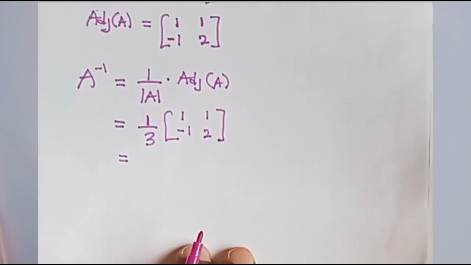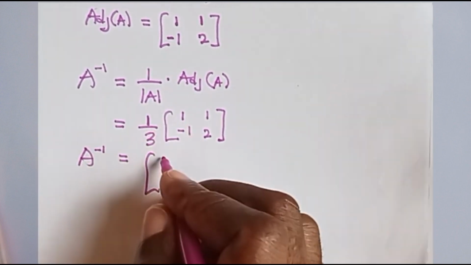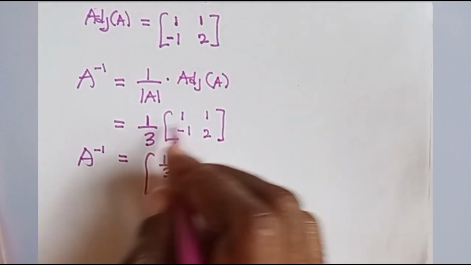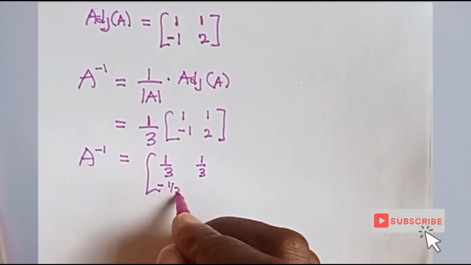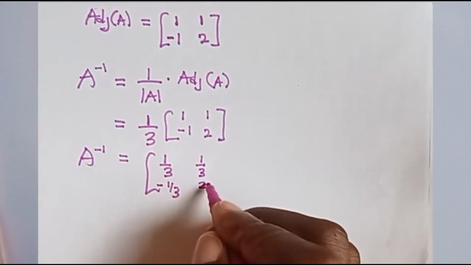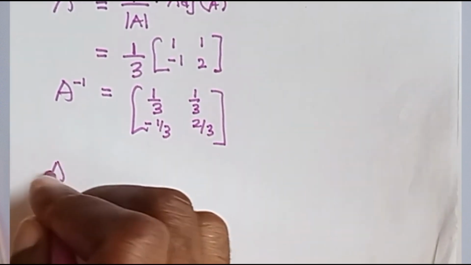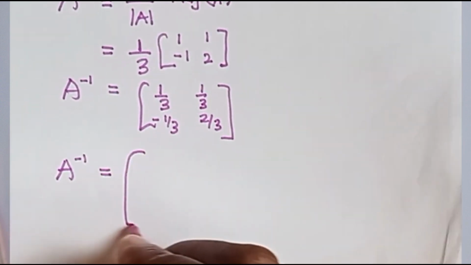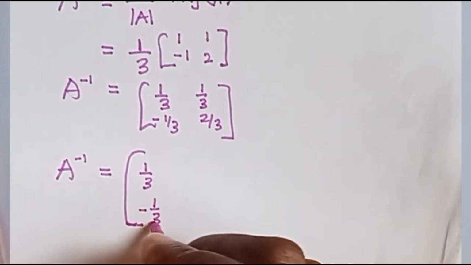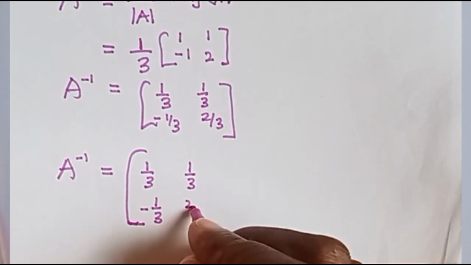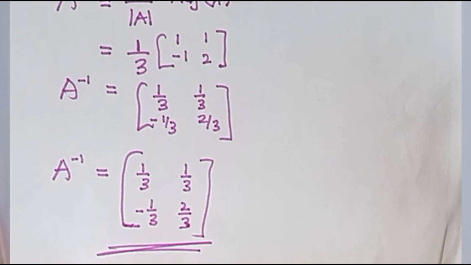So finally, the inverse of A becomes 1 over 3 times 1, which gives us 1 over 3. 1 over 3 times 1, we have 1 over 3. 1 over 3 times minus 1, minus 1 over 3. And 1 over 3 times 2, we have 2 over 3. Let me write this properly. We have the inverse of A equals 1 over 3, minus 1 over 3, 1 over 3, and 2 over 3. This is our final answer.